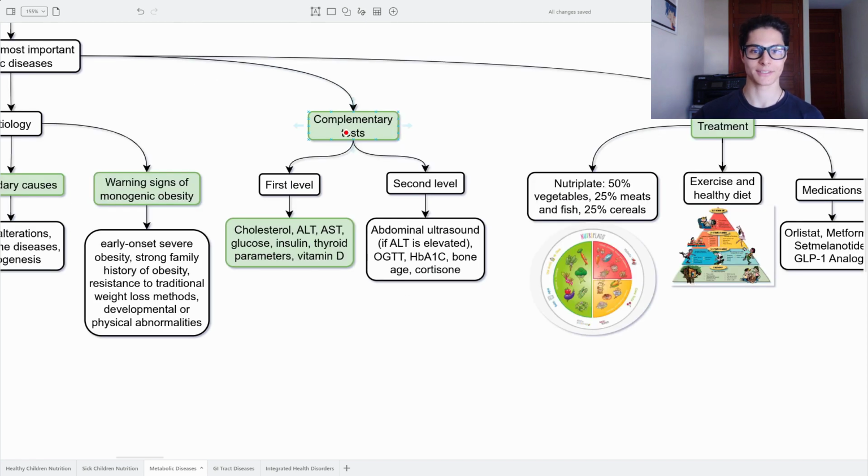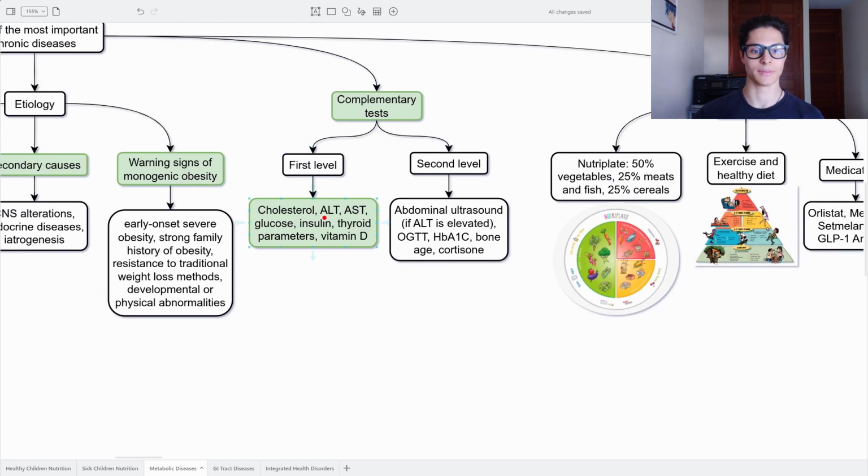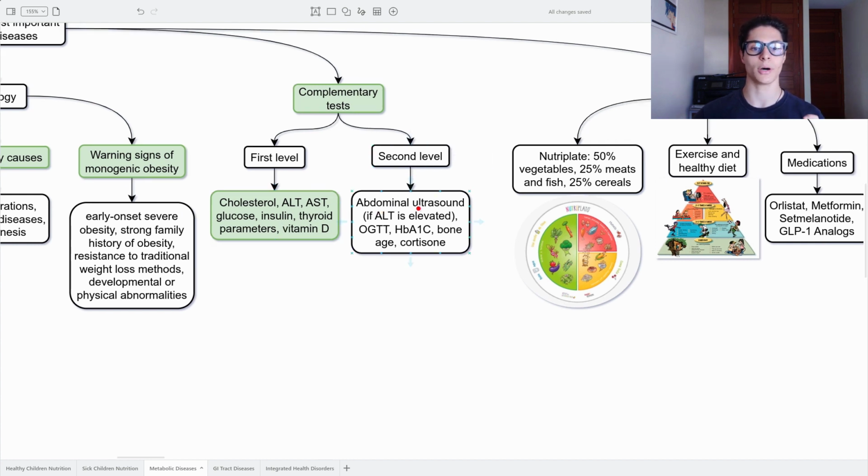Talking about complementary tests, we have the first level: the cholesterol, the ALT and AST, which are hepatic enzymes. These are present in the blood when there is a hepatic damage. Glucose, of course, insulin, thyroid parameters, very important for the metabolism, and vitamin D. On the second level, we also have the abdominal ultrasound. This is only done when the ALT is elevated, when there is a liver damage. The oral glucose tolerance test to check how glucose is tolerated. Also the hemoglobin A1C to check the average glucose levels in the last 3 months. And the bone age, together with cortisone.